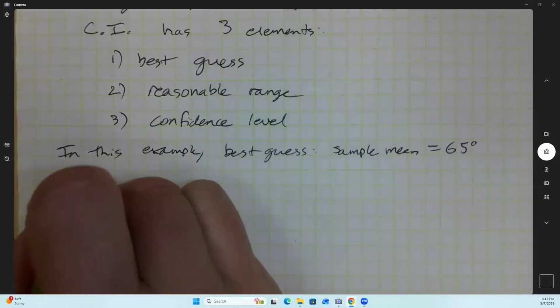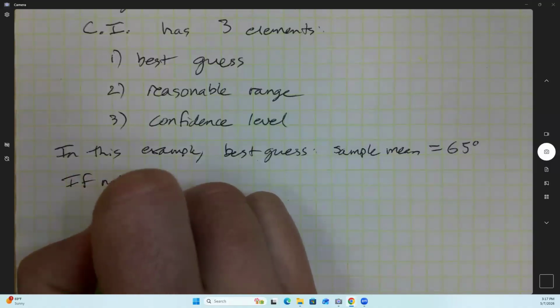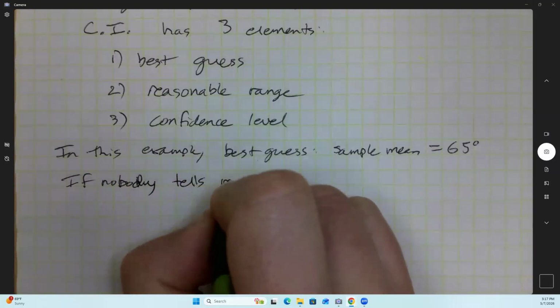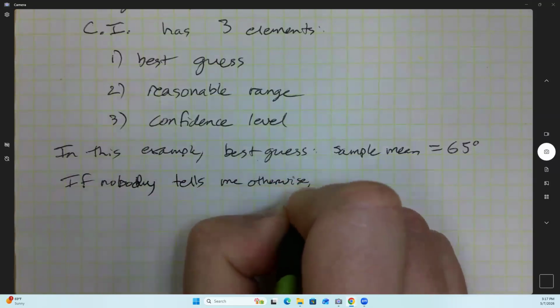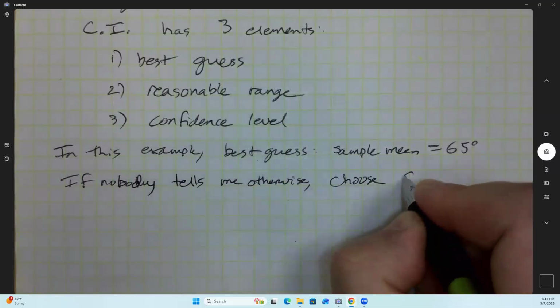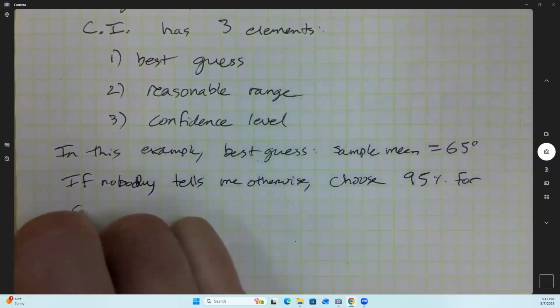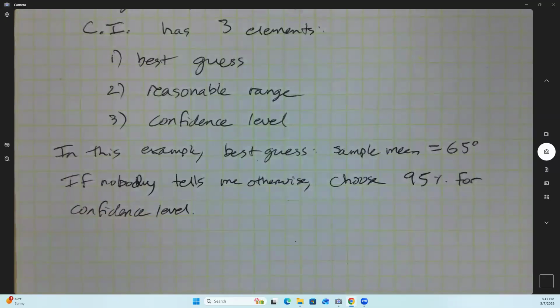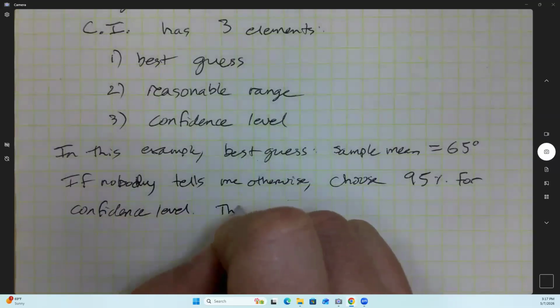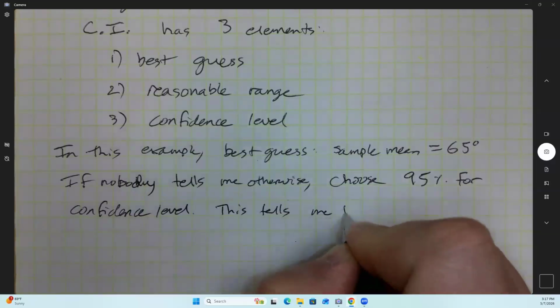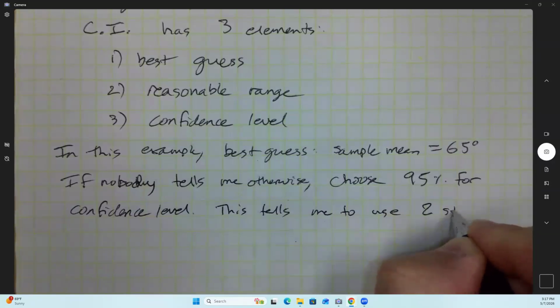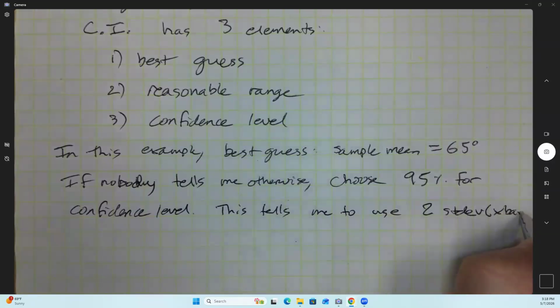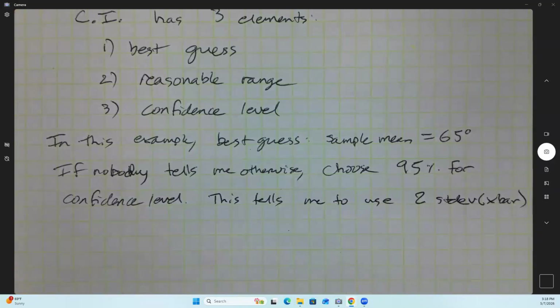Okay, so if nobody tells me otherwise, I'm going to choose 95% for my confidence level because that's what humanity and science has generally accepted or decided on as what we want for confidence and probability cutoffs, et cetera. This tells me to use 2 standard deviations of the sample mean when building the range.